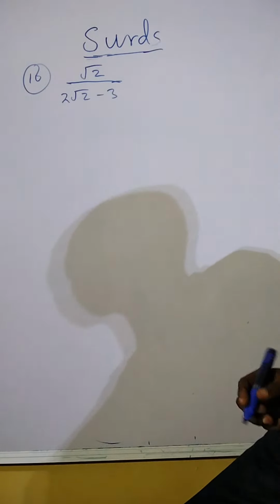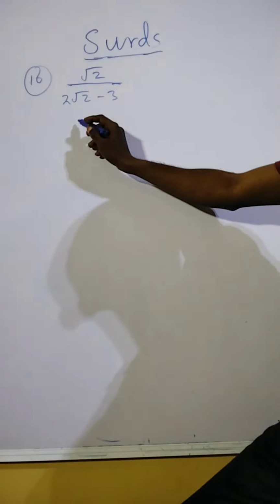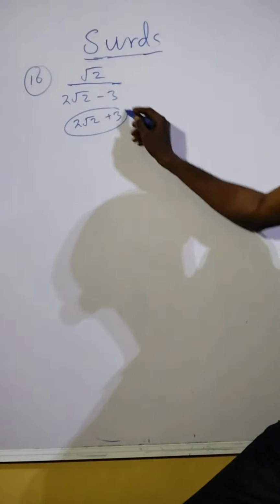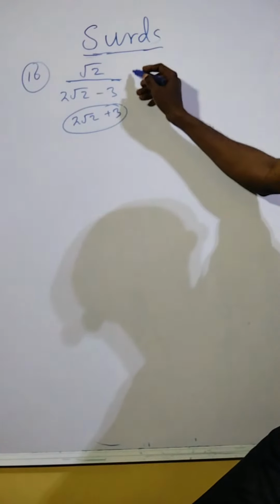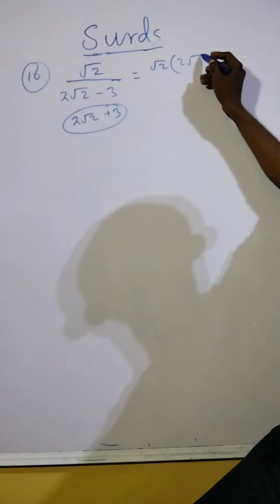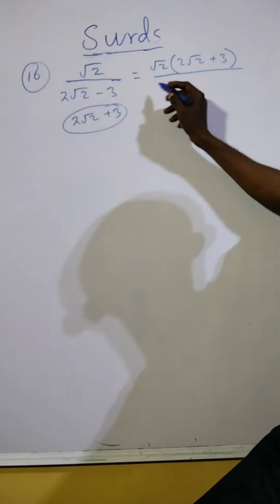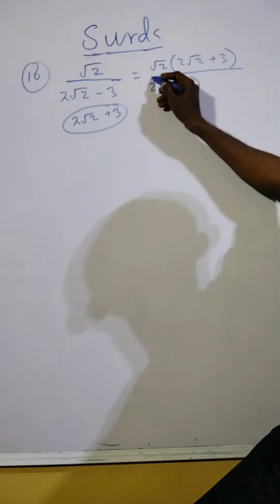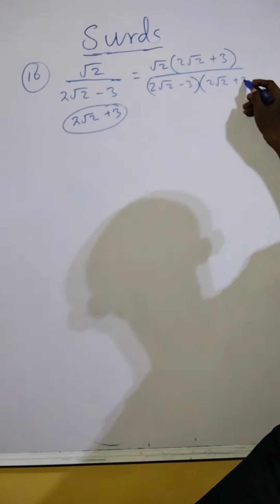Also, we multiply the numerator and denominator by the conjugate of the denominator. The conjugate there is 2 root 2 plus 3. This is the conjugate. So use this now to multiply numerator and denominator. This becomes root 2 times 2 root 2 plus 3 over 2 root 2 minus 3 times 2 root 2 plus 3.